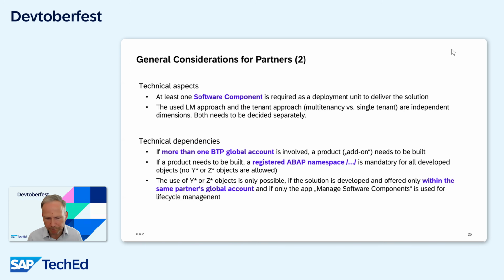So the point is, you can only build a product based on ABAP namespaces. So you cannot build a product if you are using Z or Y objects. So this is not possible. You can transport Z or Y objects within your global account with the help of GCTS. But in order to build a product, you need an ABAP namespace. And it starts even with the software component name, where you also need your ABAP namespace.